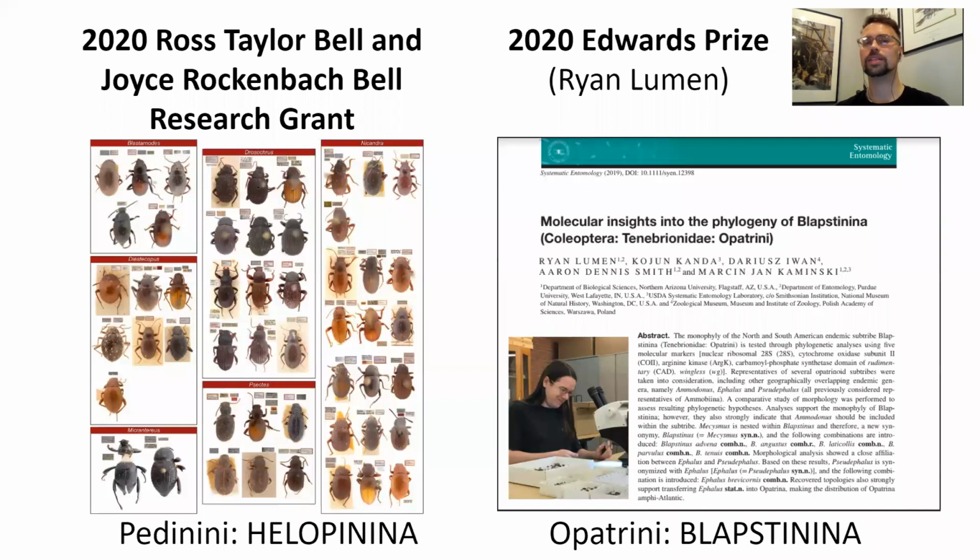This year we were quite successful in reaching out to the Coleopterists Society with our research ideas, and as a result we have received the Bell Research Award, and additionally Ryan has won the Edwards Prize for the paper entitled Molecular Insights into the Phylogeny of Blapstinina.